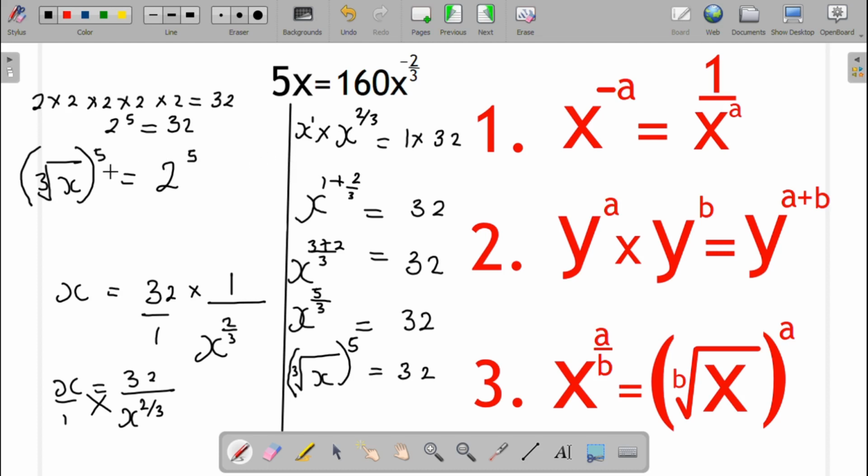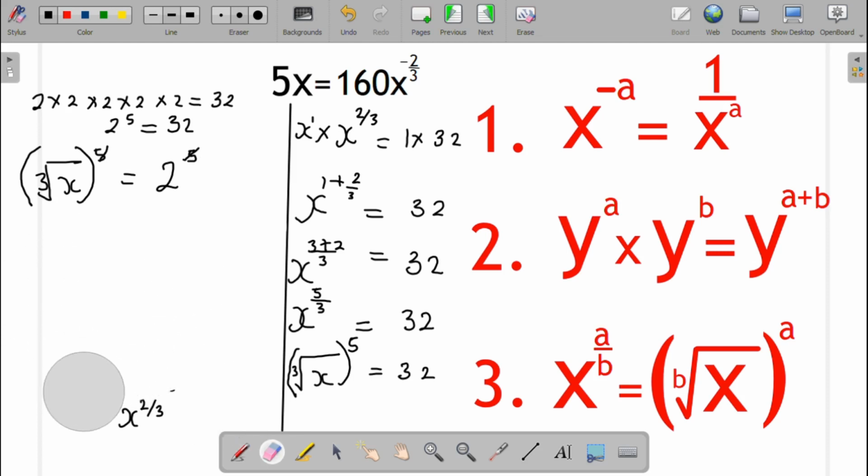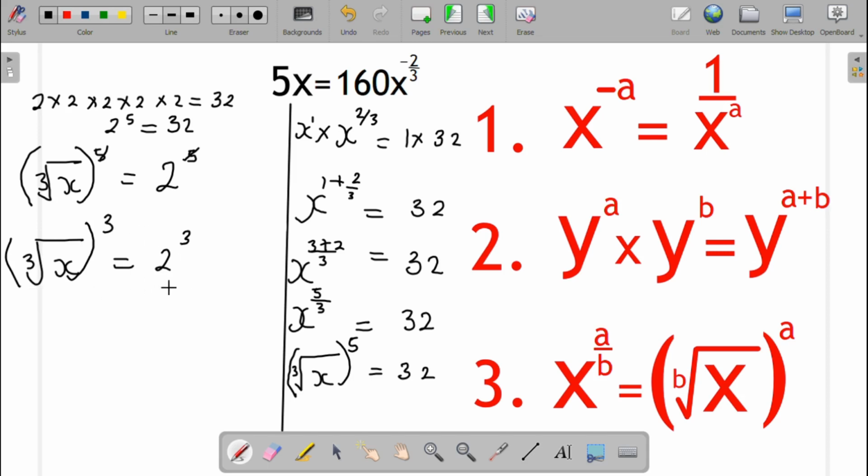Now, the power 5 here and the power 5 here are on both sides of the equation, so they are going to cancel out. You'll be left with cube root x is equal to 2. Cube root x is equal to 2. Now, at this junction, we are going to cube both sides of the equation. So, all cubed, all cubed. We are going to cube both sides of the equation.